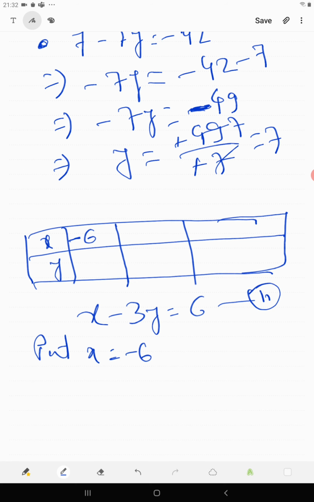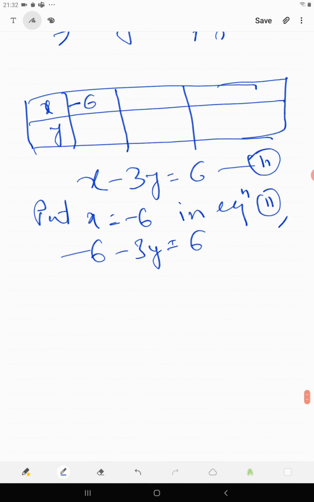Put x equals minus 6 in equation 2. So what we will get? Minus 6 minus 3y equals 6. Correct? So take this minus 6 to the right hand side. So minus 6 will become plus 6. We are left with minus 3y in the left hand side, and 6 plus 6 is 12. So minus 3y equals 12.